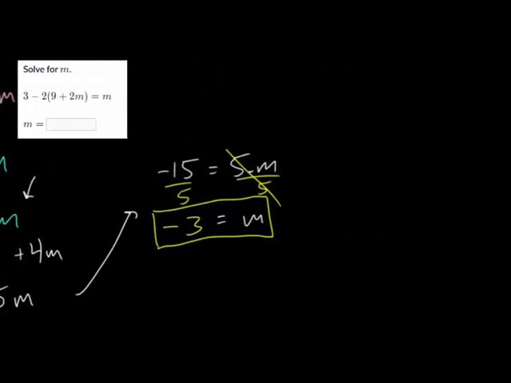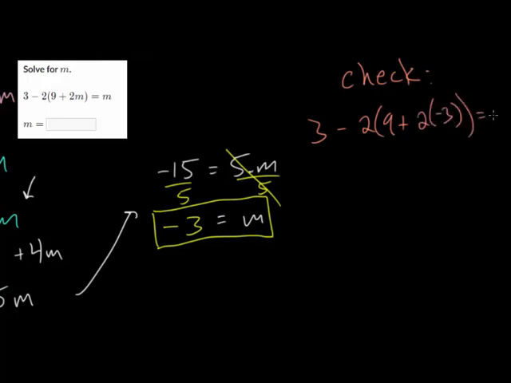And of course we want to check this. You never know for sure that you're right until you check it. So this is the crucial step for solving all of these. So we'll put in -3, so we get 3 minus 2 times 9 plus 2 times -3. We're plugging that in for m. And this all equals m, which is -3. So let's see if this simplifies.